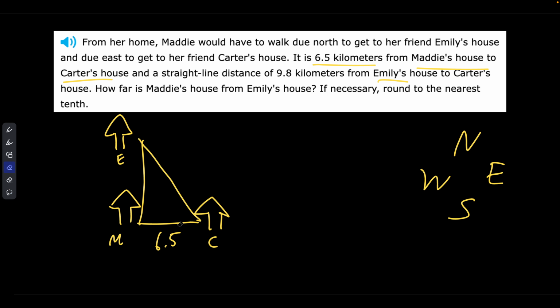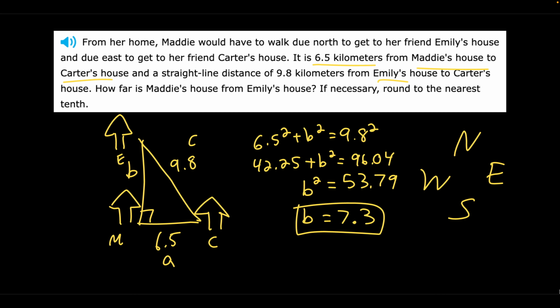We've got a base of 6.5. Here's our 9.8. Here's our right angle. And so now this is going to be C. We'll call this A. We're trying to find B because it says how far is Maddie's house from Emily's, and round to the nearest tenth. So now we're just going to do Pythagorean theorem. And so once you solve it all out, you get B equals 7.3.